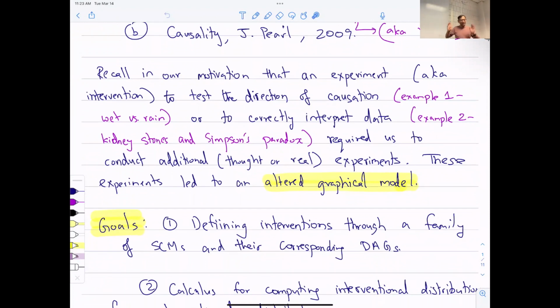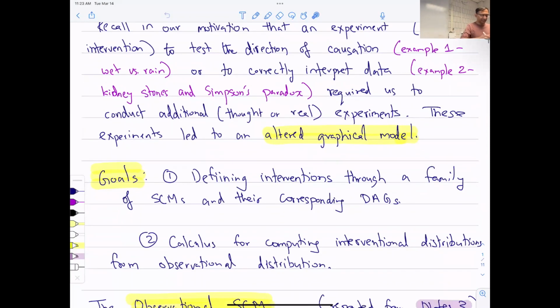So let's go back to our example one, Bennett versus ring, right? At least the way I described it there, we need to test the direction of causation. Or to correctly interpret the kidney stone experiment when we did the Simpson's paradox yesterday, any of these things, we needed to do additional experiments. And now we can see what those additional experiments mean. That means you're changing the structural causal model by one or more equations, and then collecting data from the structural causal model, and then reasoning about the existence of edges.